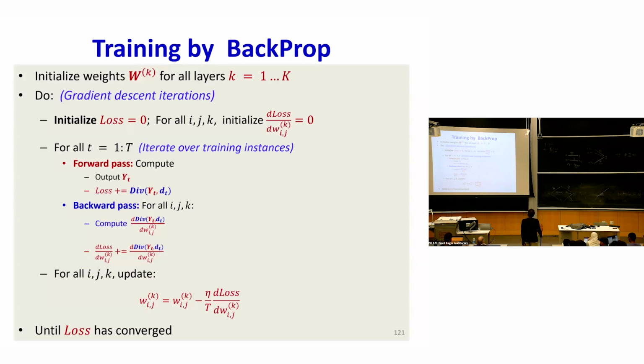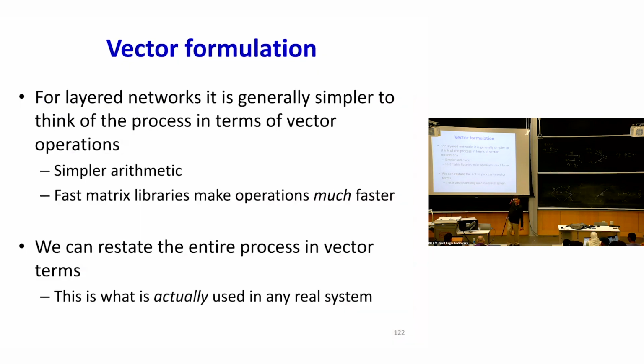So training by backprop, during the forward pass, you'd be computing all the intermediate values for your entire training set and the loss. During the backward pass, you'd be computing all of the derivatives, computing that average, and using that in your gradient descent rule. So, questions?